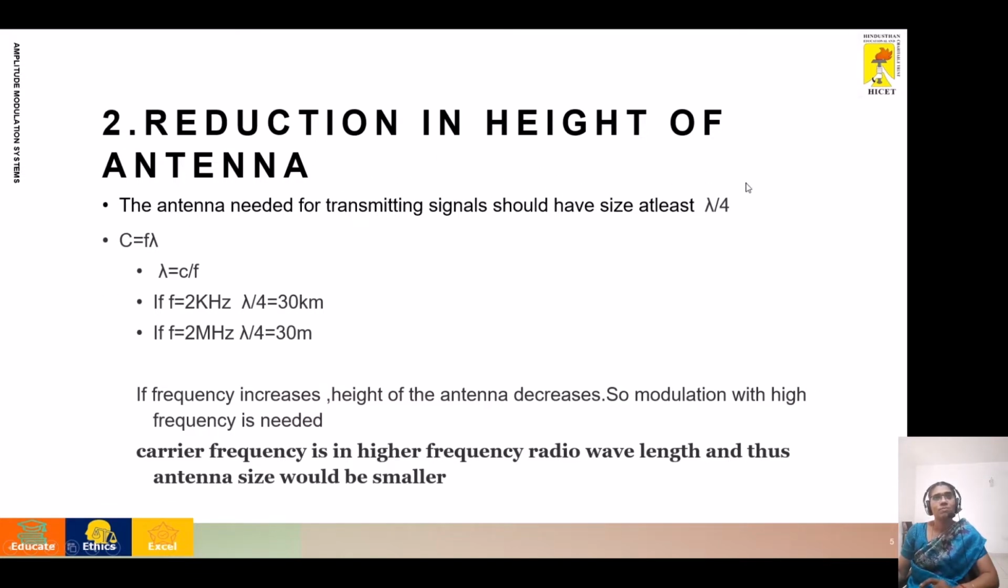The size of the antenna required is a quarter of the wavelength of the signal which you are transmitting. C is equal to F lambda, so lambda is given by C by F. If you use a 2 kHz signal, the size of the antenna has to be 30 km. But if you increase the frequency of the signal to 2 MHz, the size of the antenna required is just 30 meters. So to reduce the height of the antenna, we can increase the frequency of the signal, so that the length of the antenna can be effective.